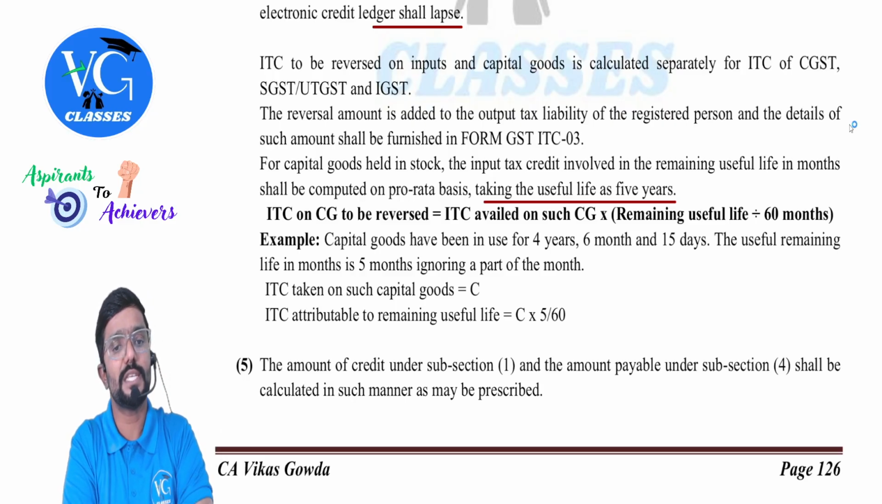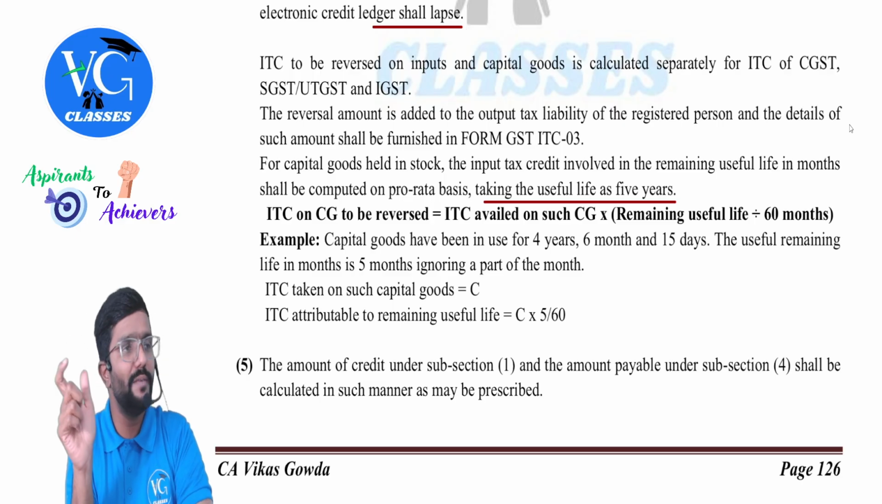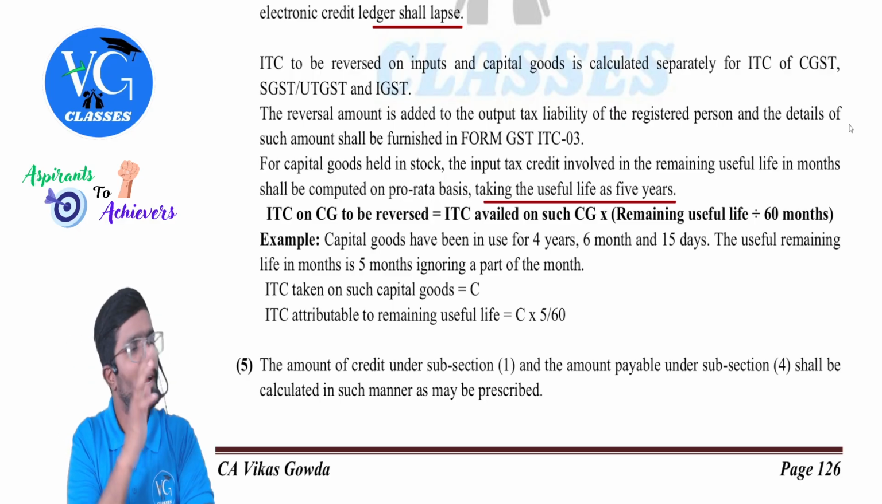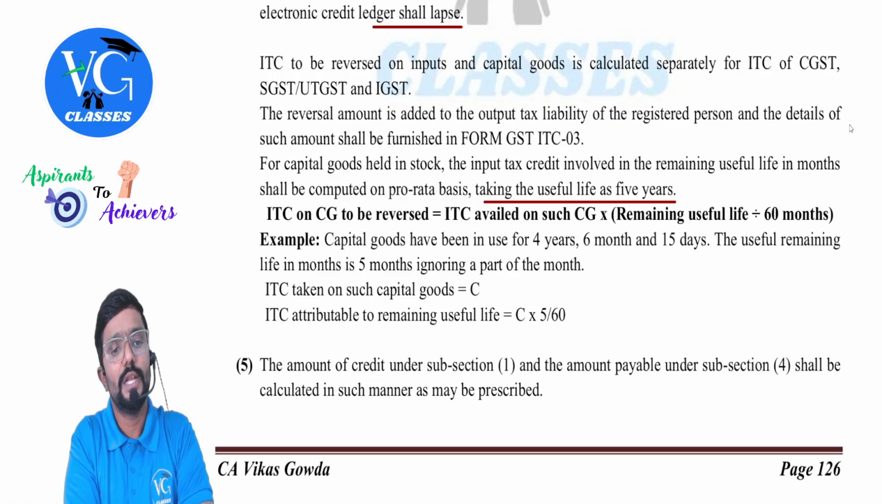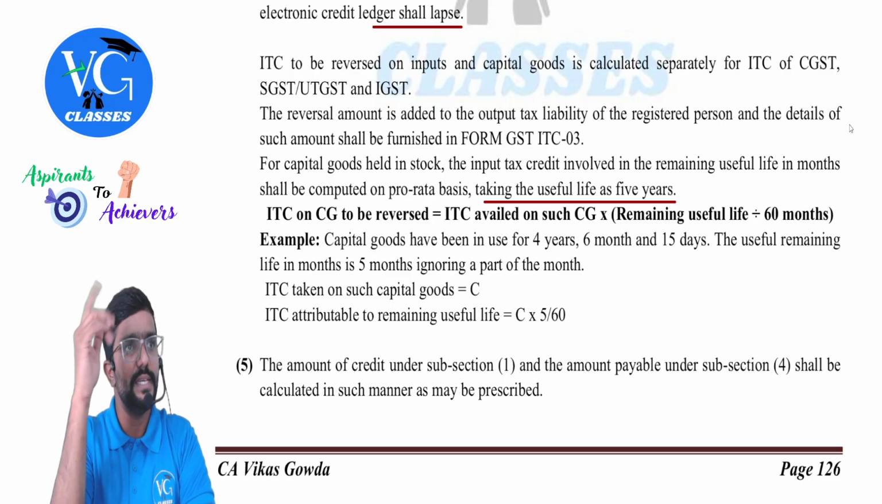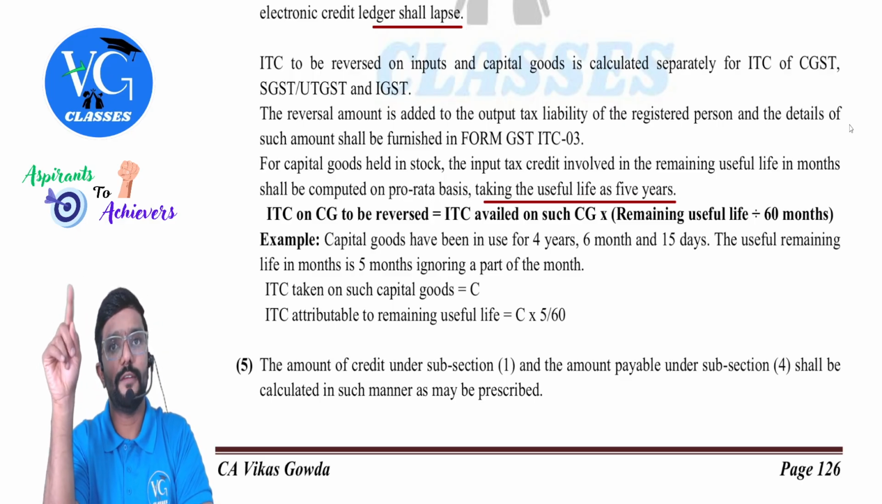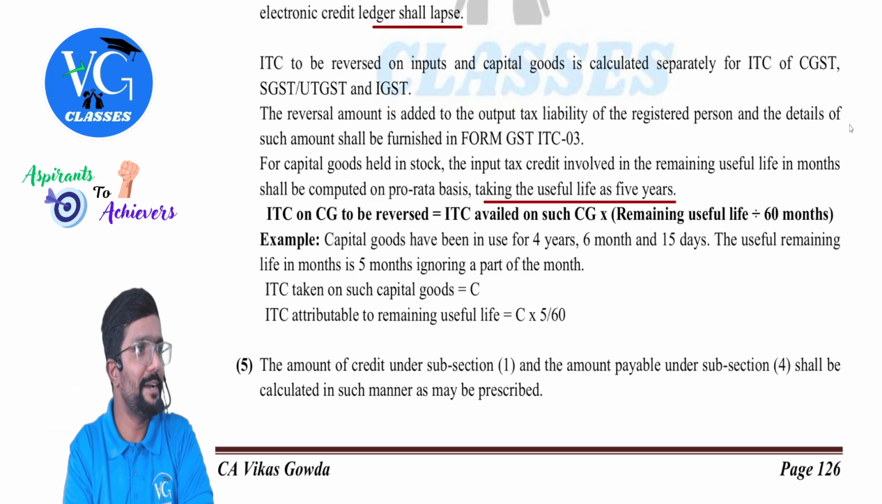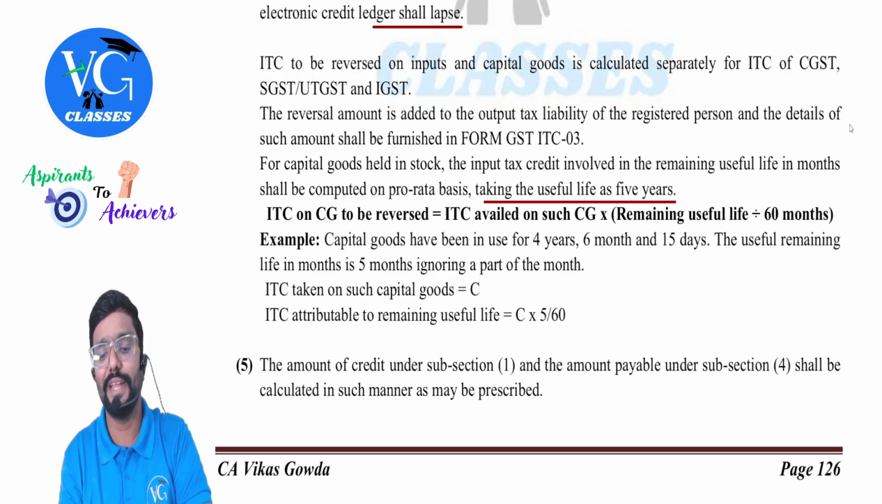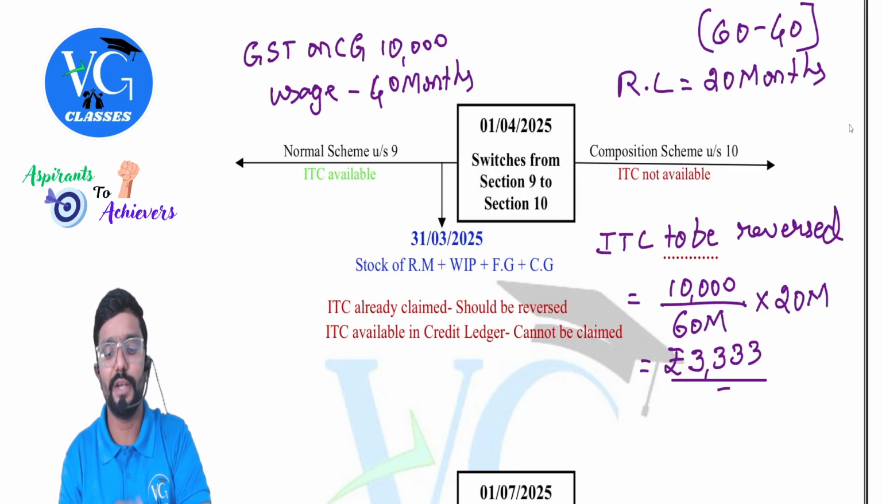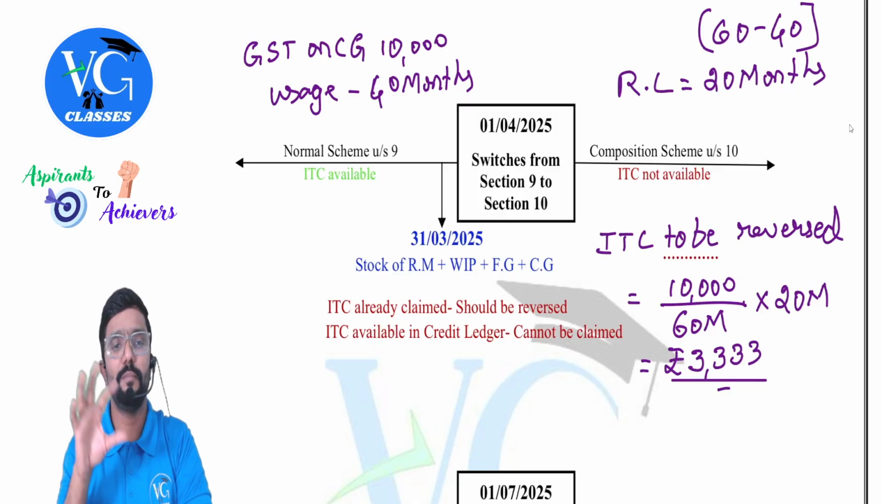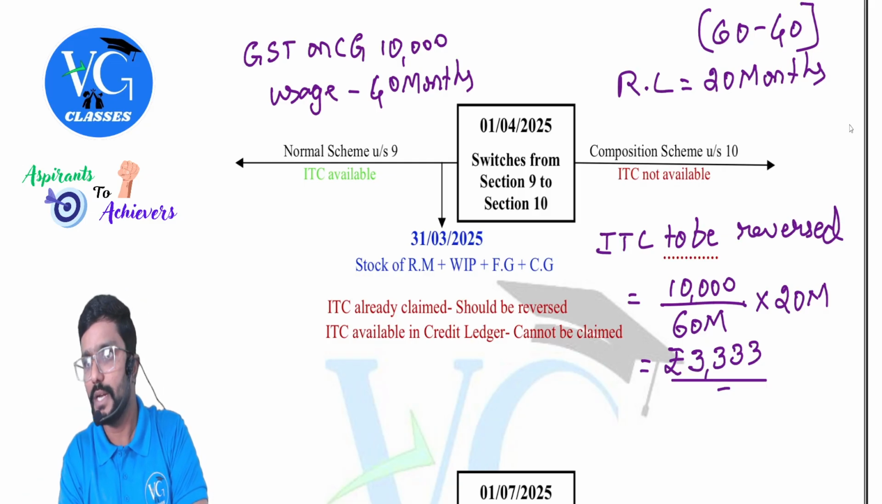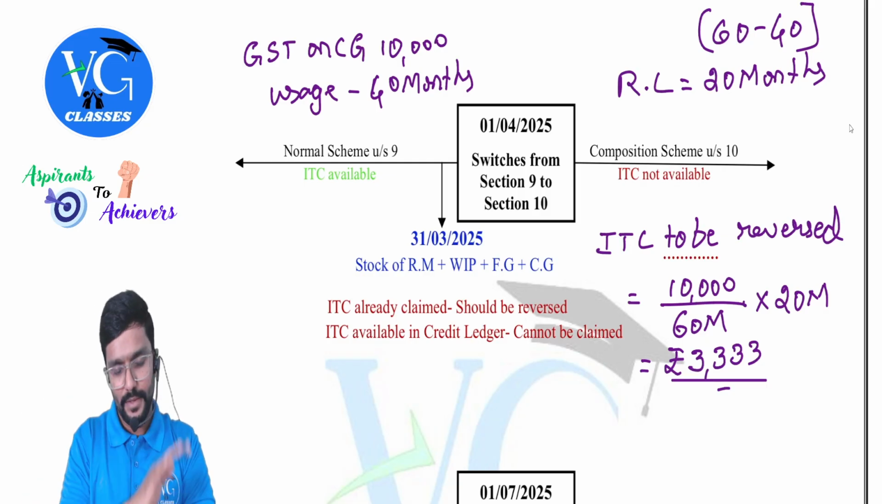So ITC taken on such goods, assume C. They have not given an amount. I just mentioned C. I have already claimed C amount. Now, how much should I reverse? C into the remaining life, 5, divided by 60. Anyway, I have given the numerical example here itself. When you are taking down notes, you can take it down along with that, but maybe use a different color so that you will understand it as an example. Clear? Yes, sir.